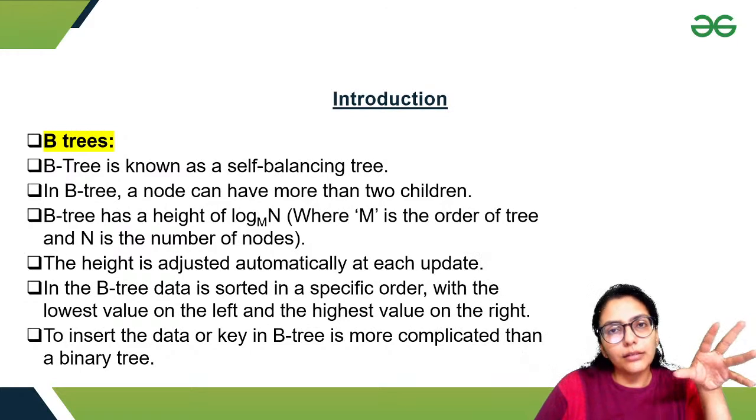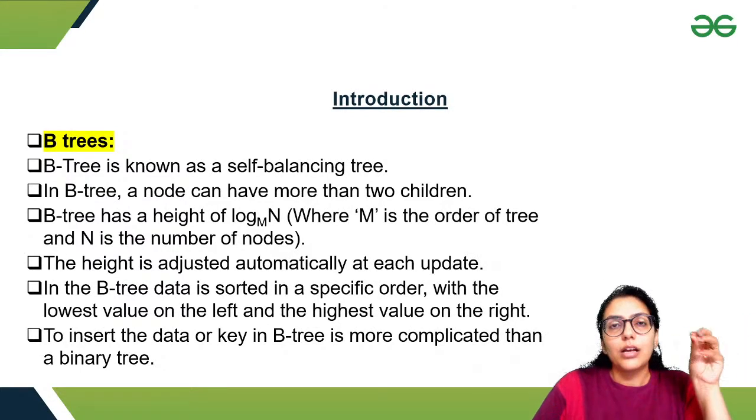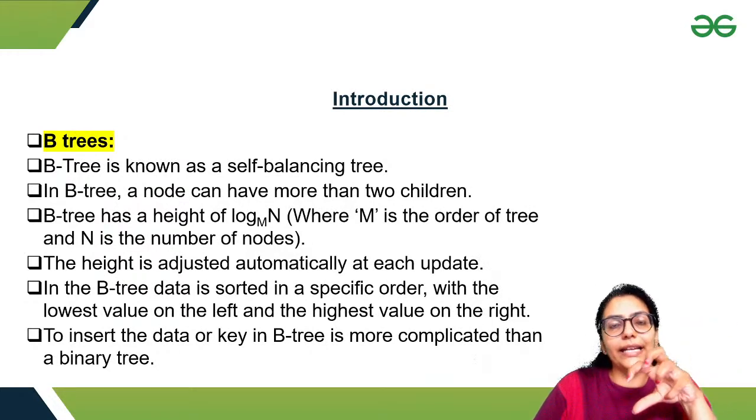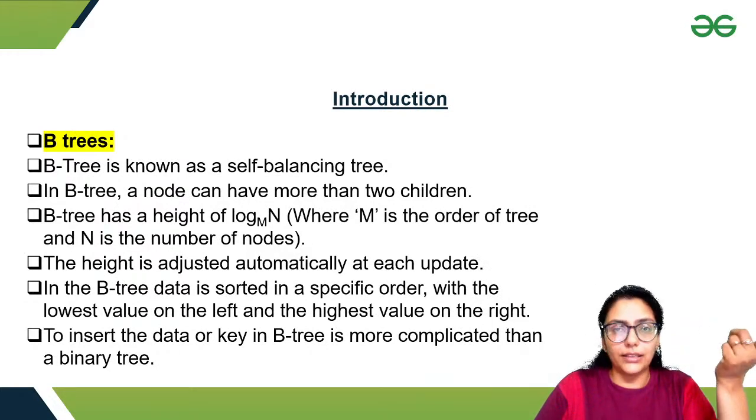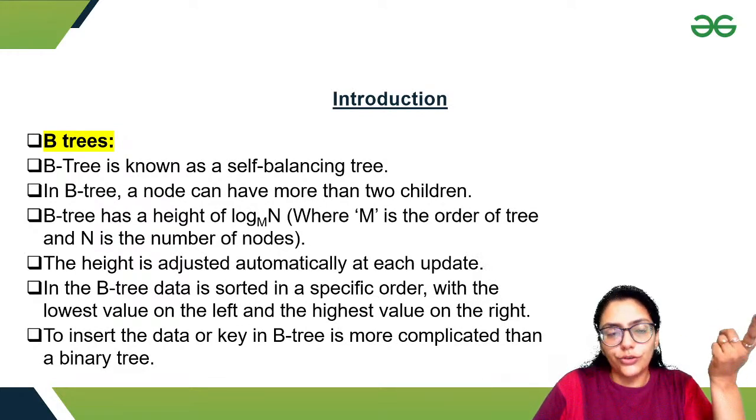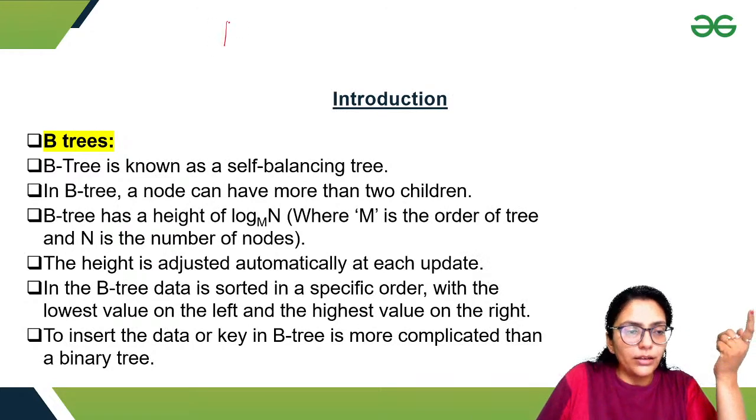If you are inserting or deleting any element, it will stay in sorted order by itself. Its definition is that the tree will always be sorted, and even if you are deleting anything, it will balance the height itself. In a B tree, a node can have more than 2 children. So we will be drawing a tree like this.